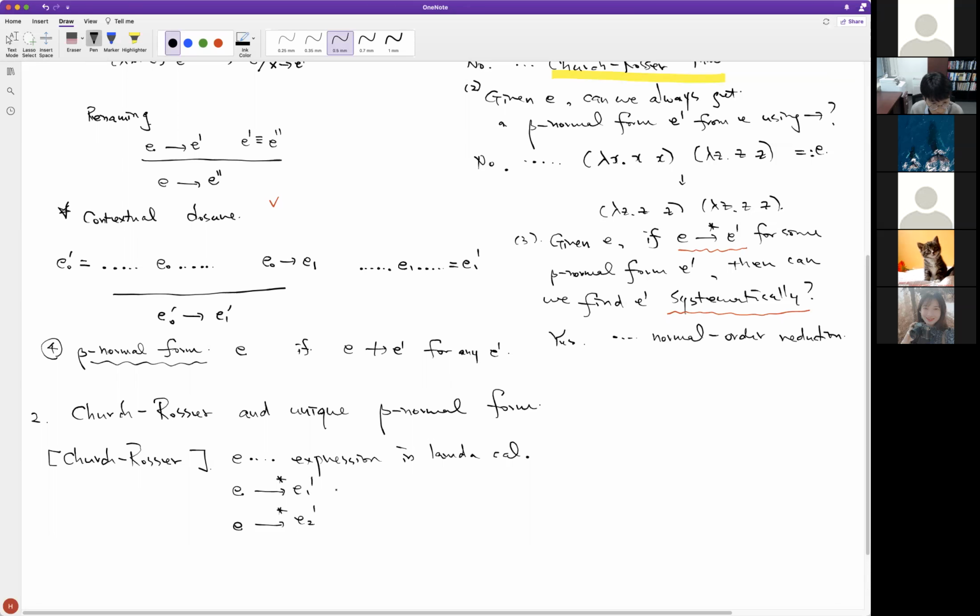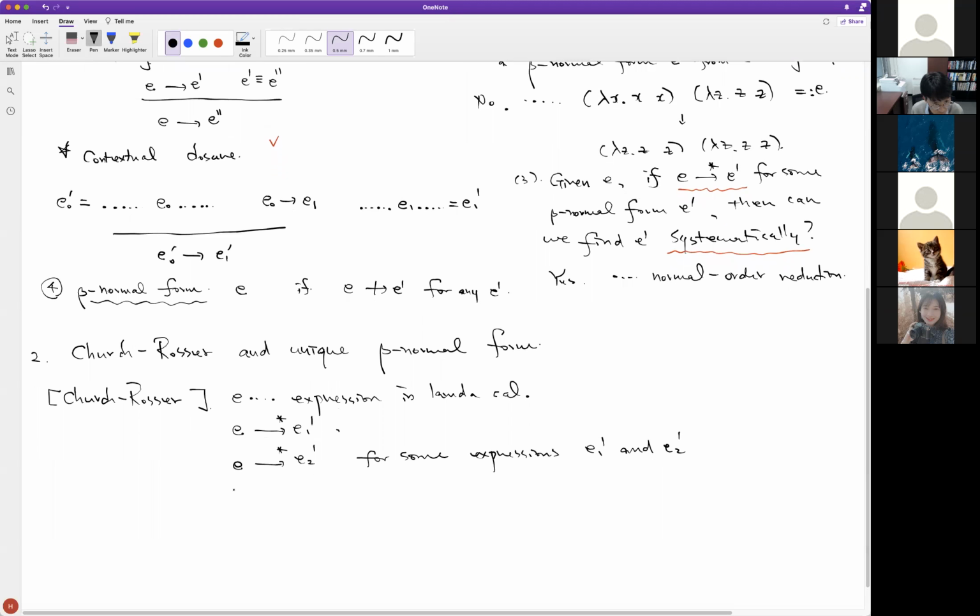For some expressions E1 prime and E2 prime. So these are the setting or assumptions of this theorem. The conclusion is that if that's the case, then there exists E0 such that E1 prime can be reduced to E0, and E2 prime can also be reduced to E0.